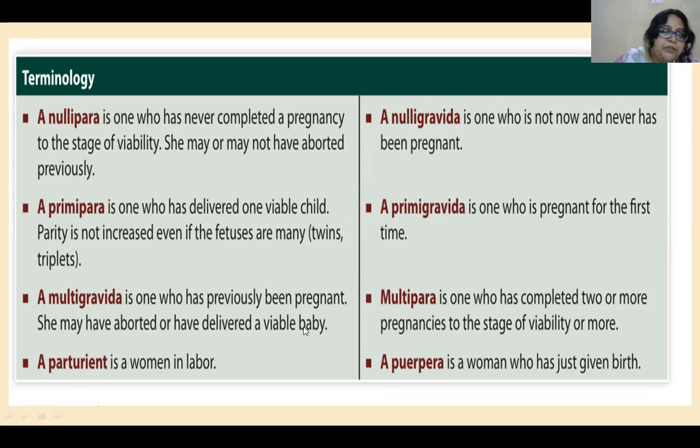Next, who is a parturient? Parturient is a woman who is in the state of labor. And nulligravida is a woman who has never been pregnant at all. Then that woman is called a nulligravida.